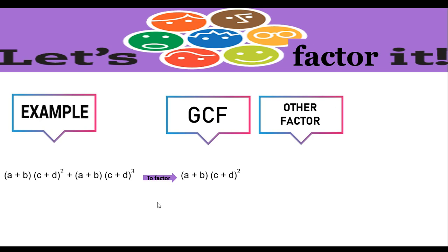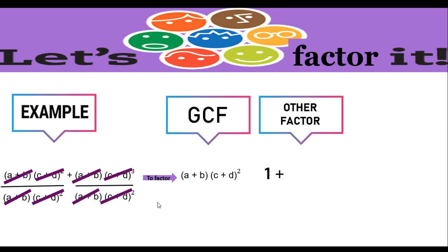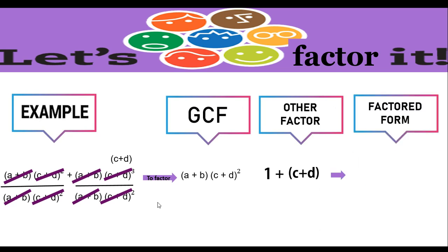And to get the other factor, we simply divide the first term by the GCF. If we cancel everything on the first term, that is clearly 1. Plus, divide the second term by the GCF. So the answer is c plus d. And this is the factored form.